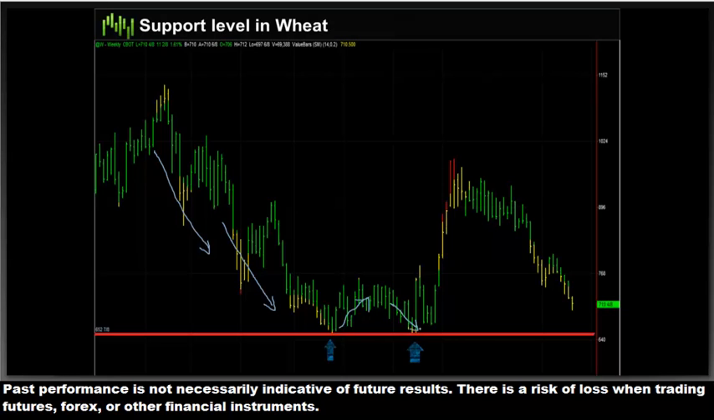Here sellers try to push the prices down, but the buyers meet that level of selling and then start to overpower it. And once the buying power is stronger than the selling power, prices move up. And again, that is basically how a support level works.